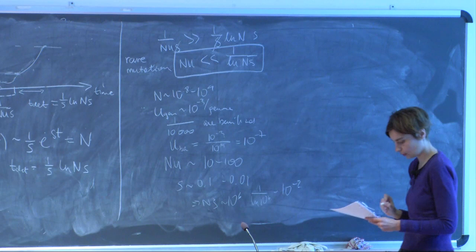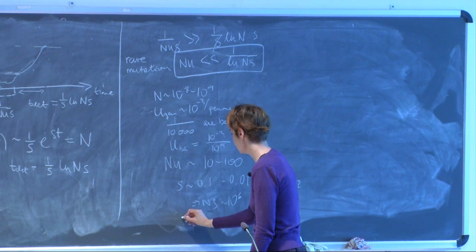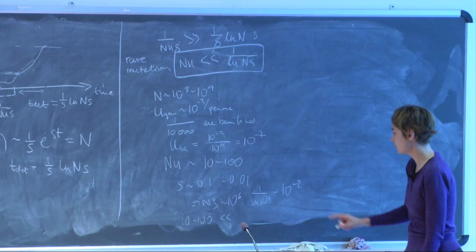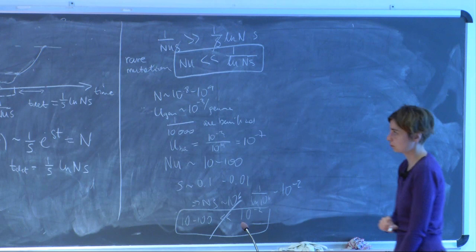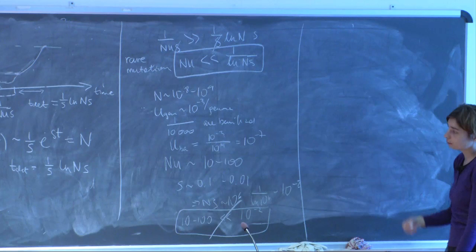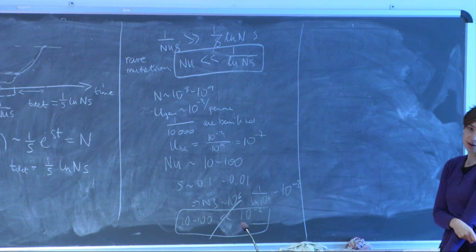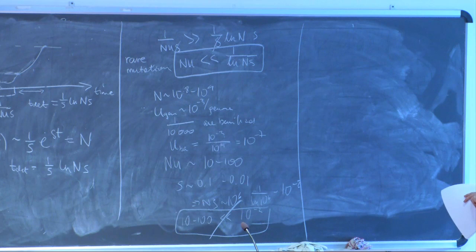Okay? So what we're comparing here is N u, which we got to be 10 to 100, to be much less than 10 to the minus 2. Okay? So that's clearly not true. So this is even being conservative. What we get is that for typical numbers that we have in bacteria, mutations are really not rare. Which, in a way, we've also seen from those experiments, that's why we see those clonal interference patterns, okay?